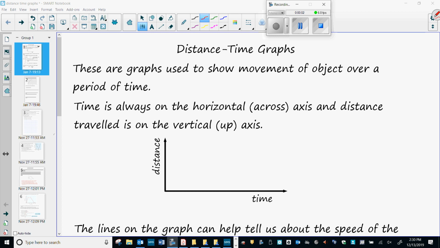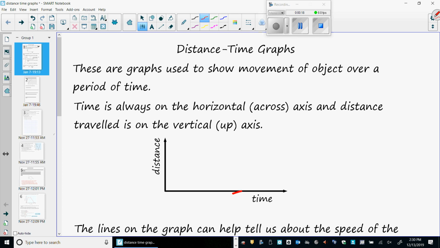Alright, so distance time graphs. We talked about these briefly the other day. We said that we were going to start looking at them. So we did conversion graphs, but now these are distance time graphs and there's also velocity time graphs. These graphs show movement of an object over a period of time.